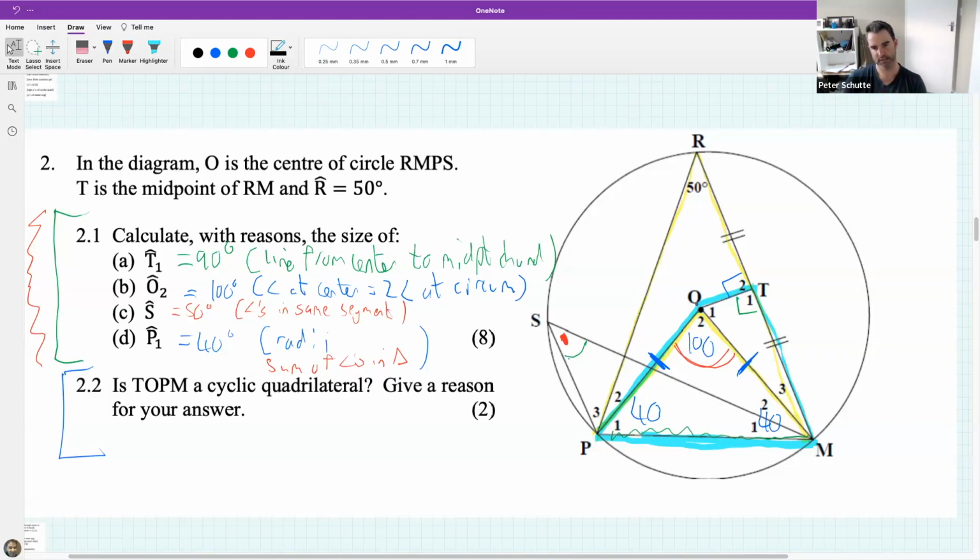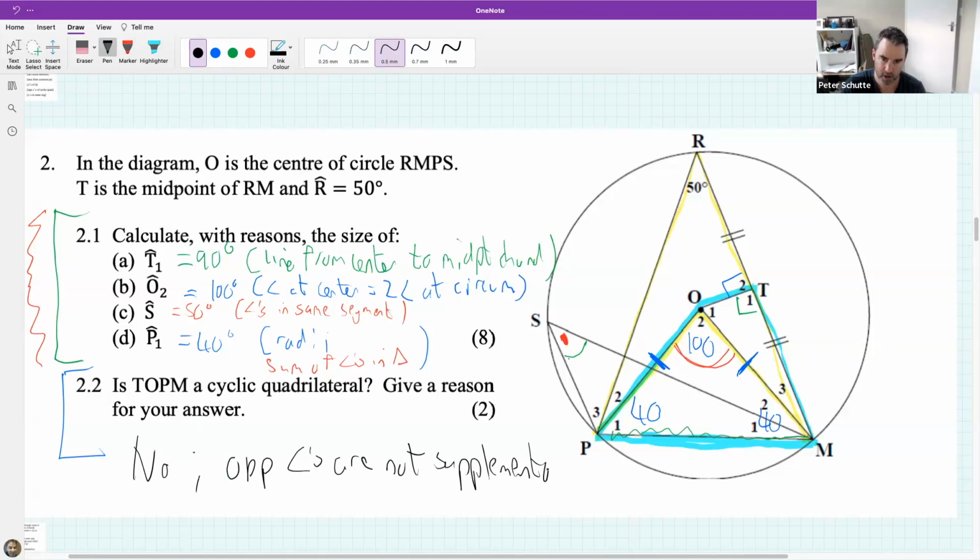Give me your information in the chat. So everyone is saying it's not a cyclic quad, and the reason it's not a cyclic quad is opposite angles are not supplementary, or you could say they don't add up to 180. So if you look at P1 plus T1, that would be 40 plus 90, which is 130, which is not equal to 180. So we know that the blue quad is not a cyclic quad.